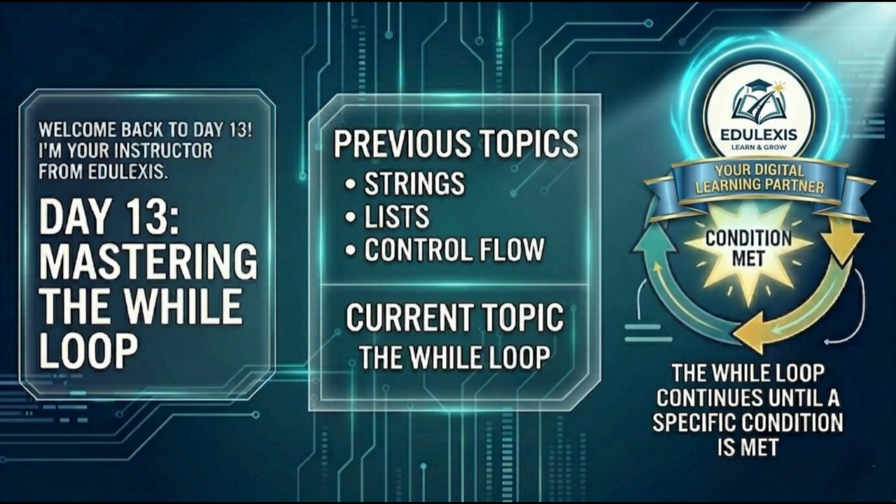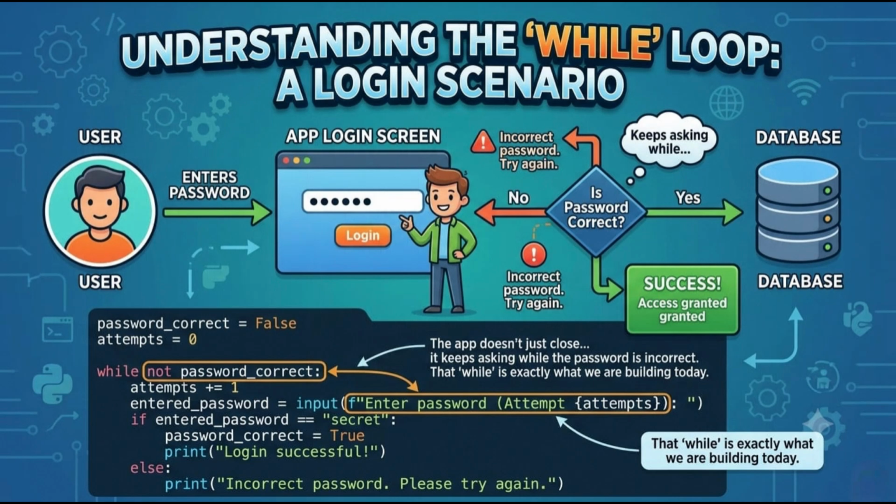Until now, our code ran from top to bottom and stopped. But what if you need a program to keep running until a specific condition is met? Today, we master the while loop. Think of a login screen. The app doesn't just close if you get the password wrong once, it keeps asking while the password is incorrect. That while is exactly what we are building today.